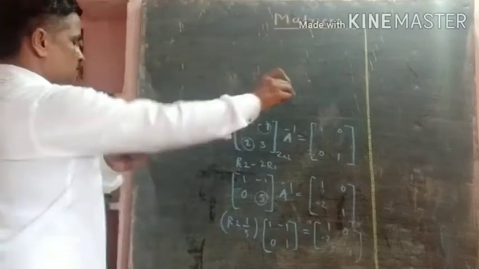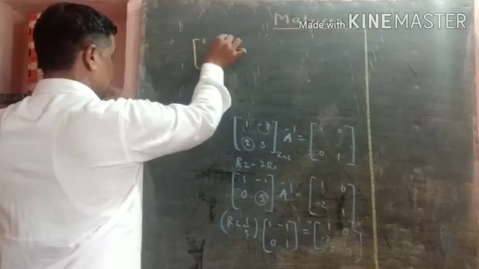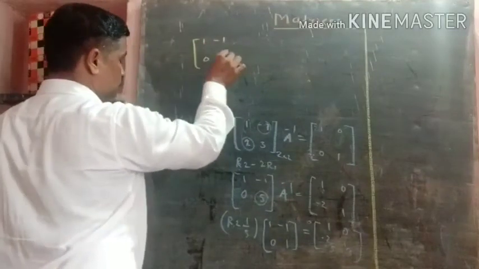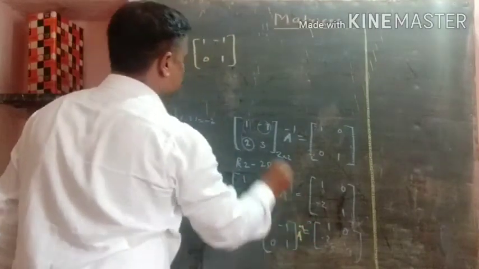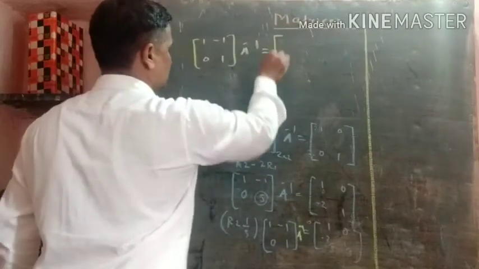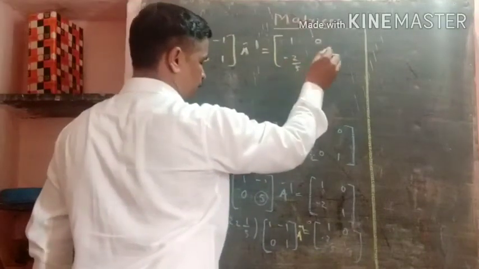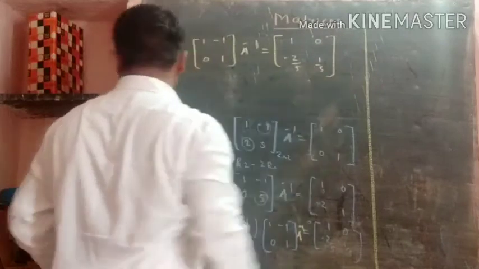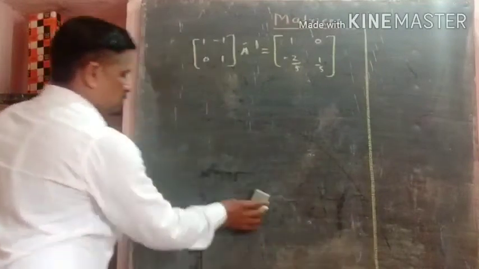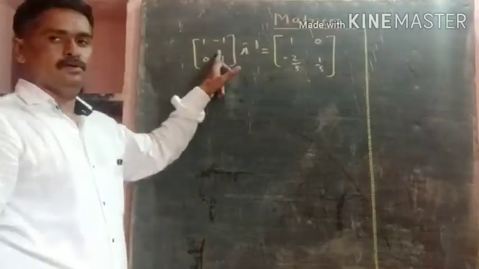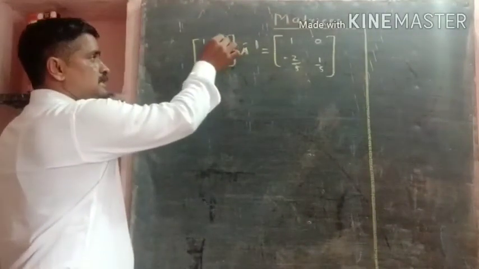So I remove this. So we have 1 minus 1, 0, 1, right here. A inverse equals 1, 0, minus 2 by 5 and 1 by 5. So up to this, again, observe this, we have to convert the second column as 0, 1.